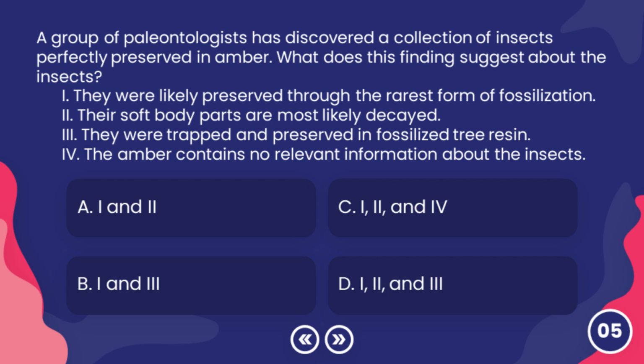Question number 5. A group of paleontologists has discovered a collection of insects perfectly preserved in amber. What does this finding suggest about the insects? Statement 1. They were likely preserved through the rarest forms of fossilization. Statement 2. Their soft body parts are most likely decayed. Statement 3. They were trapped and preserved in fossilized tree resin. Statement 4. The amber contains no relevant information about the insects. A. 1 and 2. B. 1 and 3. C. 1, 2, and 4. Or letter D. 1, 2, and 3.